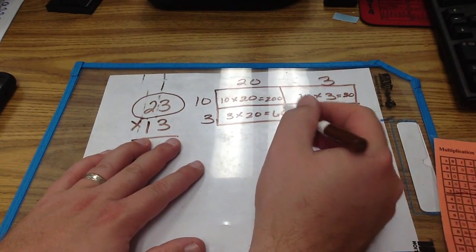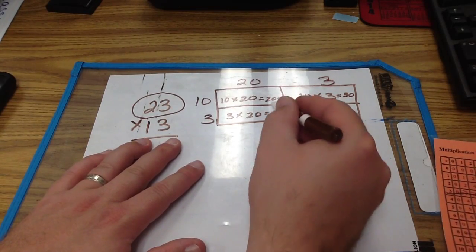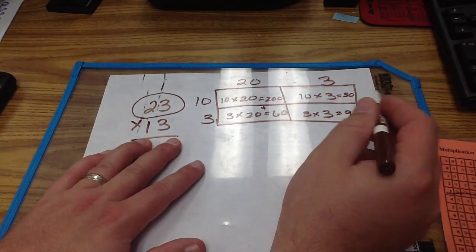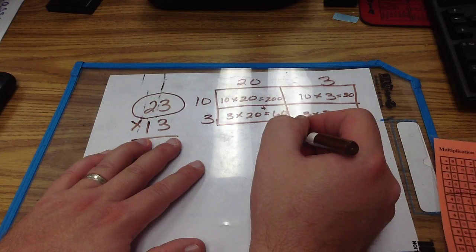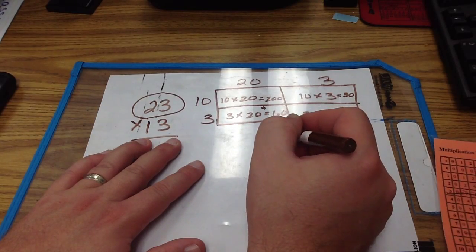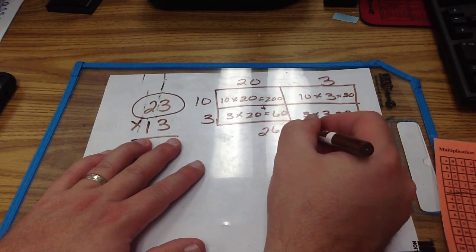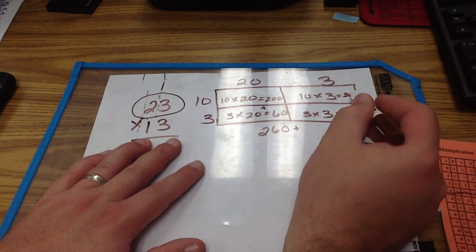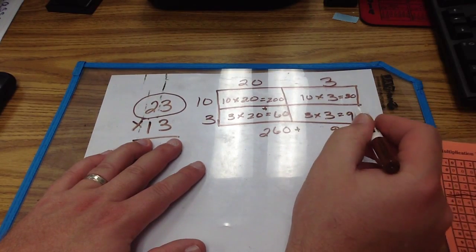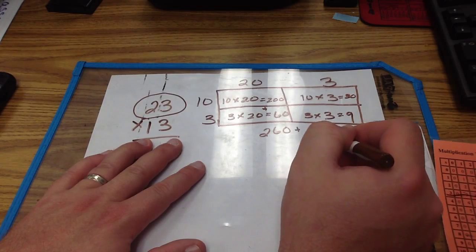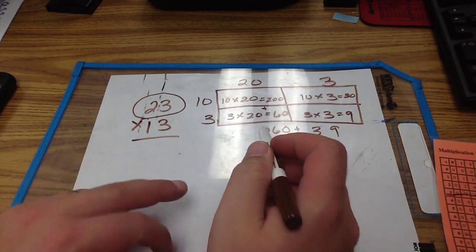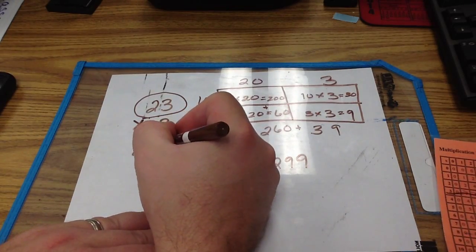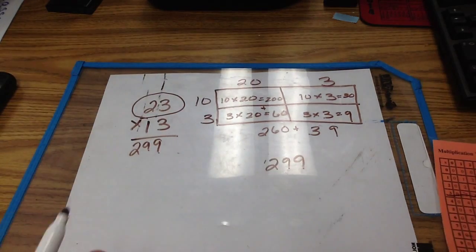I can then just add these. They're lined up really good. I'm going to add all of these together. 0 plus 0 is 0. 0 plus 6 is 6. 2 plus 0 is 2, so 260. Put my plus sign right there. 9 plus 0 is 9. And 3 plus 0 is 3. This should come out to be 299. And then I'm done. That's it.